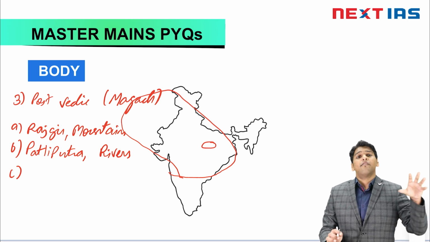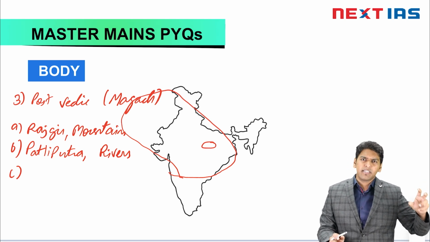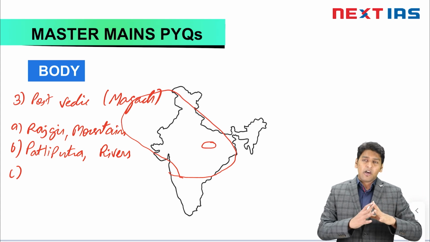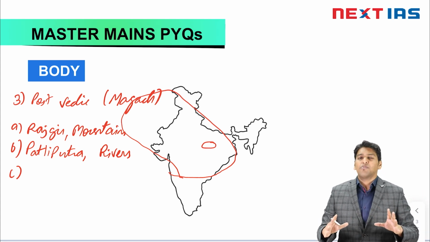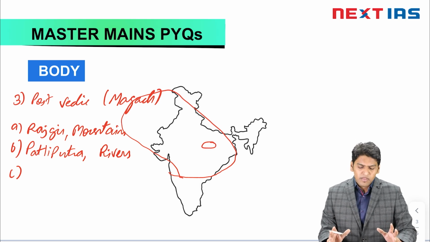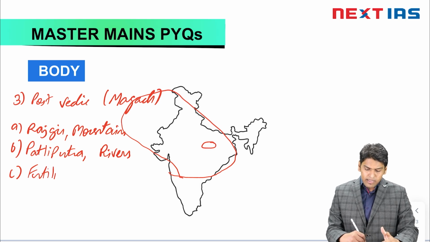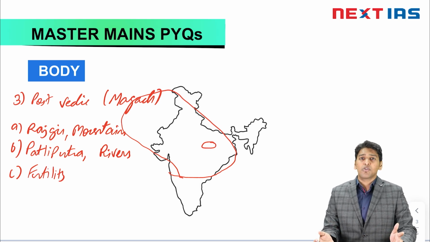We see finally, as we started moving after the Indus Valley civilization eastwards, we are now in the Ganga Yamuna basin, arguably the world's most fertile land. Because of the fertility of land, the economy got a boost, and the population got a boost.